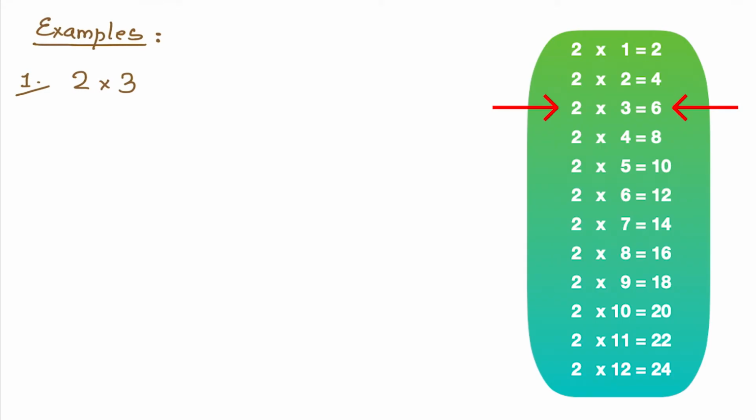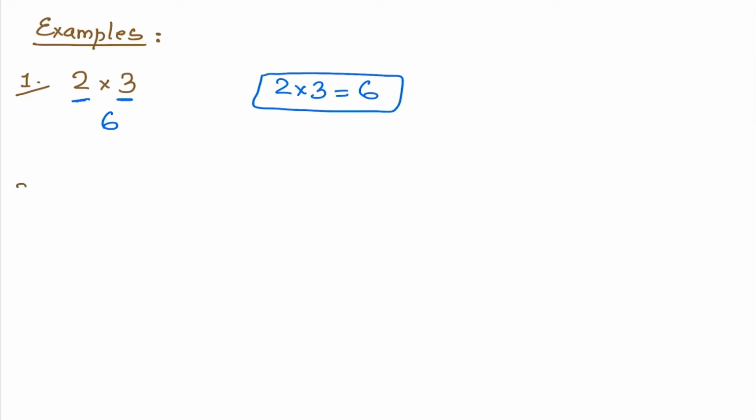Now let's do some examples for multiplication. The very first example that we have is multiply 2 and 3. From the table you can easily see that 2 times 3 is equal to 6. Hence the product of 2 and 3 is 6. Hence this is the final answer. Let's look at the second example.